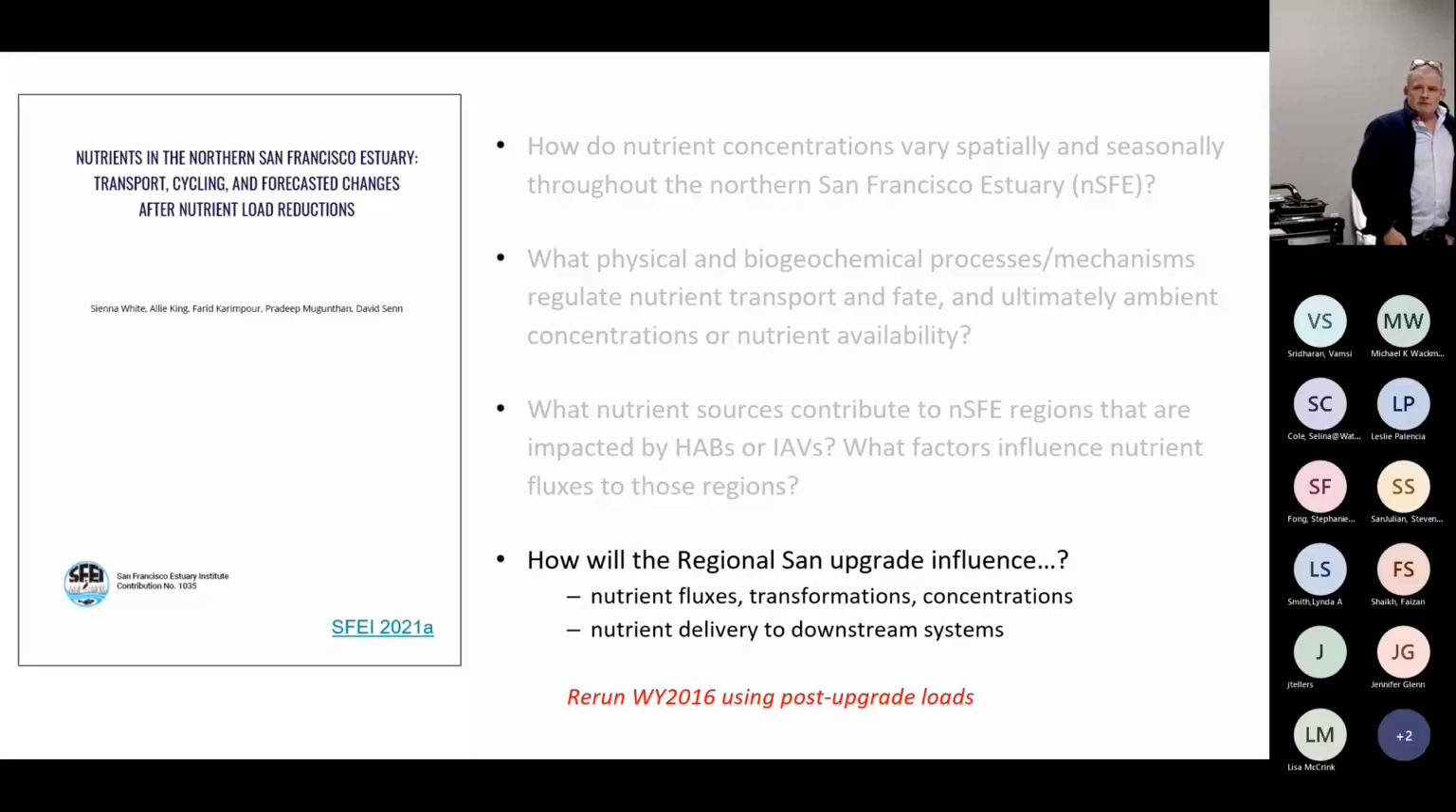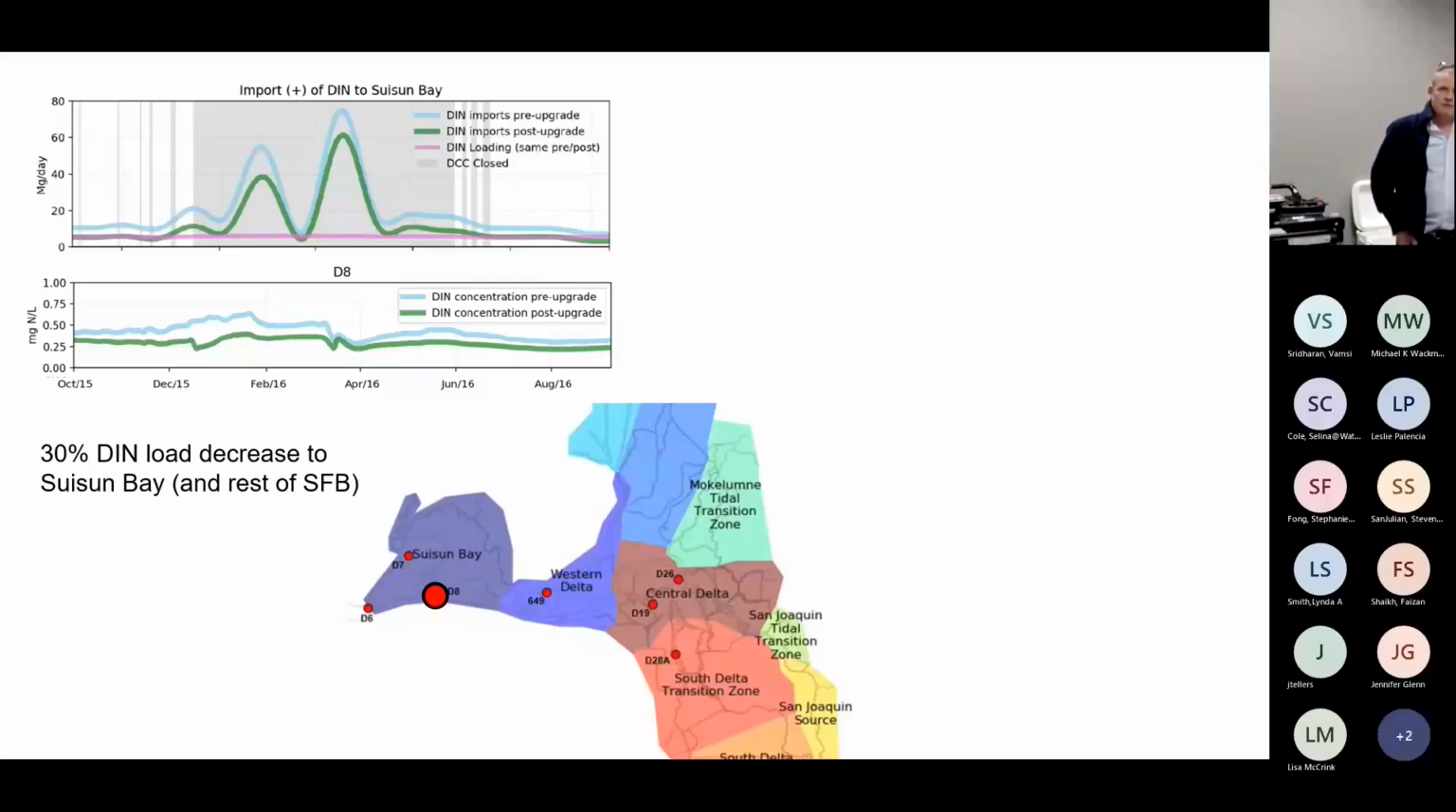So next question, how will the regional SAN upgrade influence nutrient fluxes, transformations, and concentrations, and nutrient delivery to downstream systems? And so what we did to explore this was we took the same water year 2016, all the same forcings, and instead of using the pre-upgrade loads, we upgraded the system in water year 2016 and ran the model during that time. And so now this is showing for a variety of different stations, fluxes into Suisun Bay and also concentrations of nitrogen from one representative station, an EMP station in Suisun Bay.